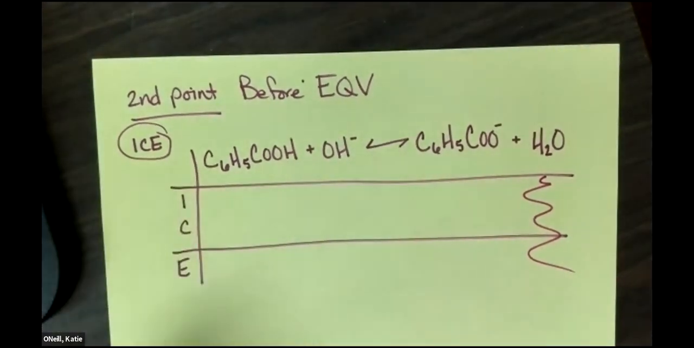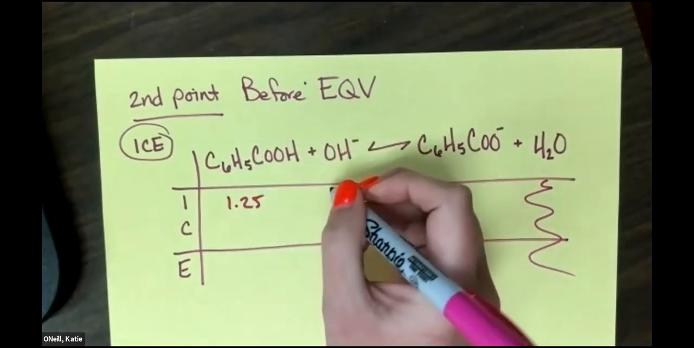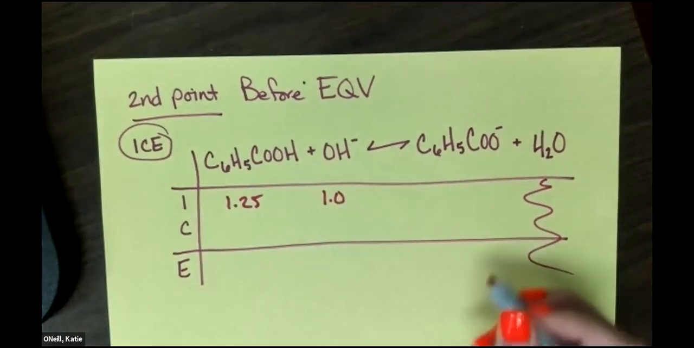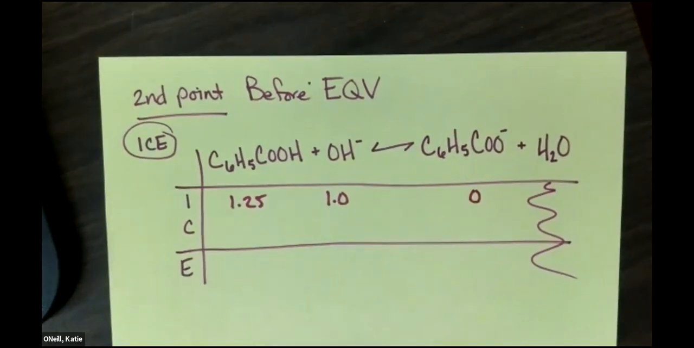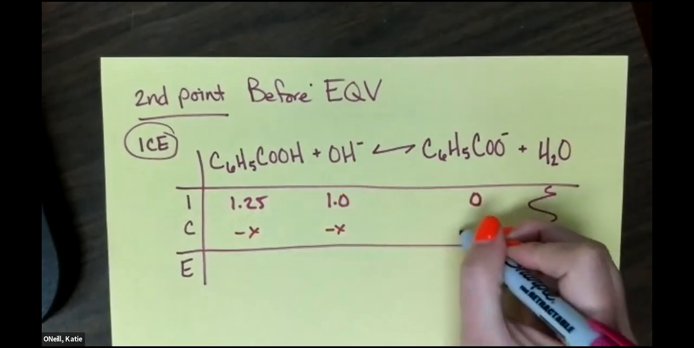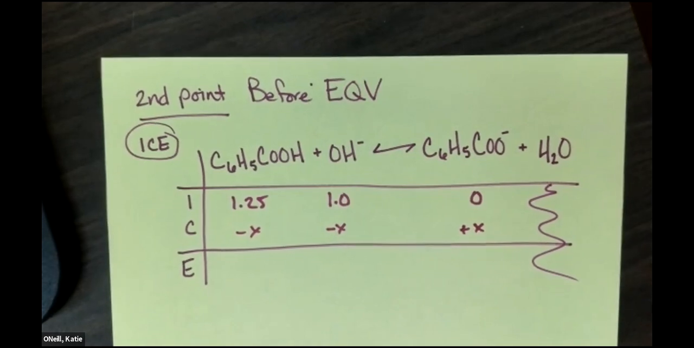So let's go ahead and plug in those initial concentrations that we just got. For the acid, it was 1.25, and for the hydroxide, it was 1. And then the product starts at 0. So now if I am doing the change, it's a 1-to-1 mole ratio, right? So minus X on the left and adding X on the right. So far so good.